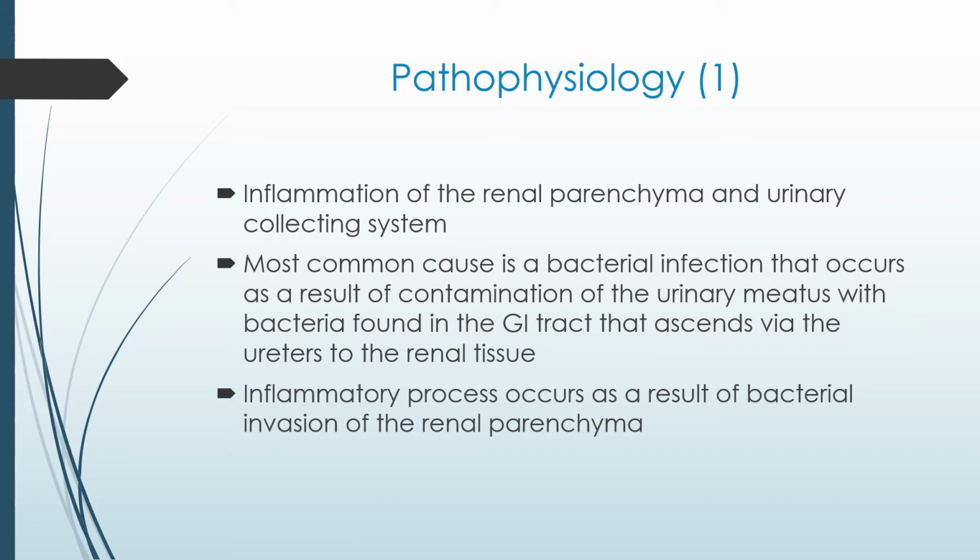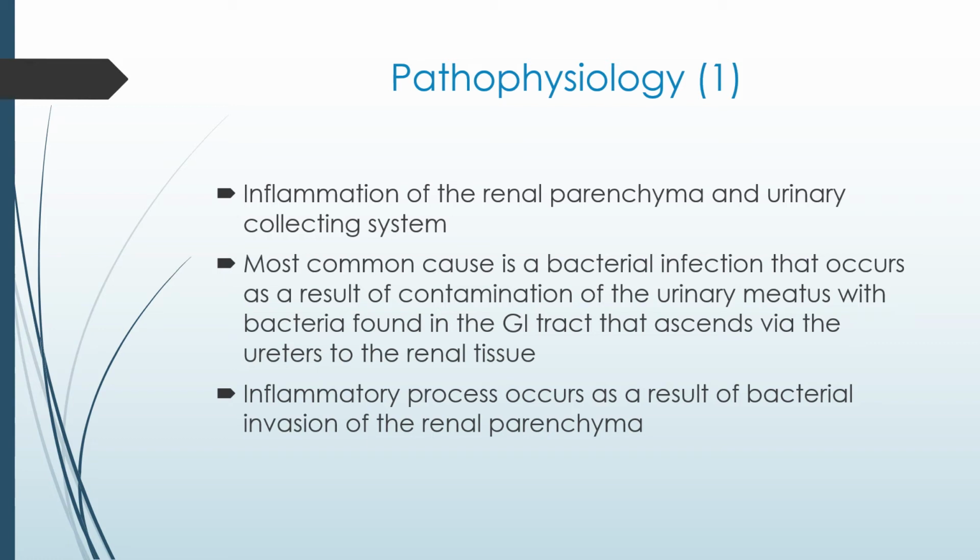So pathophysiology, how does this happen? Inflammation of the renal parenchyma and urinary collecting system. Everything is going to become inflamed and very angry. The most common cause is a bacterial infection that occurs as a result of contamination of the urinary meatus with a bacteria that is found in the GI tract that will ascend via the ureters to the renal tissue. So what are we saying here?